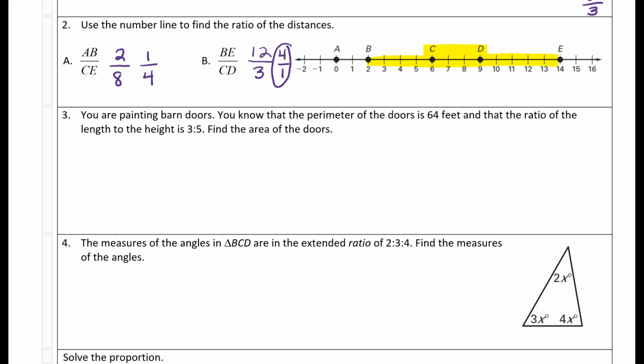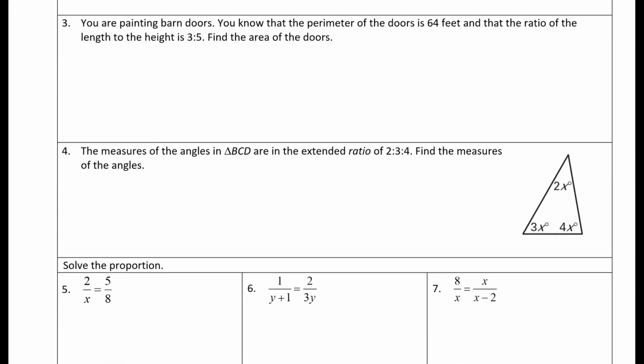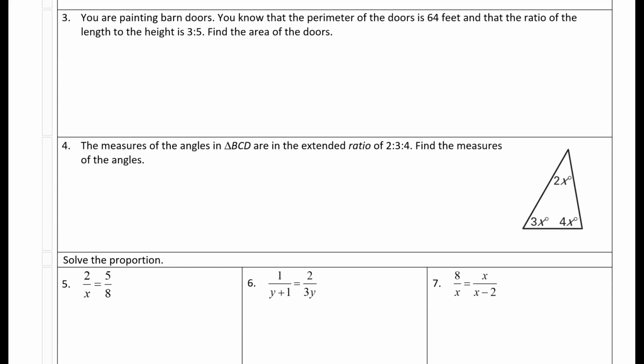Now, an application in geometry will be like number 3. It says you are painting barn doors. You know the perimeter of the barn doors is 64 feet, and the ratio of the length to the height is 3 to 5. Find the area of the doors. Well, the first strategy that we would need to do is we would really need to draw the barn doors. So we are going to draw the doors. They would look something like this. This is typically what a barn door would look like.